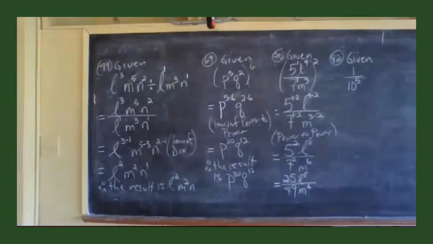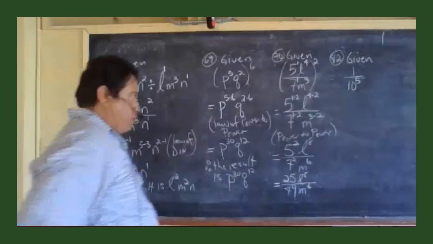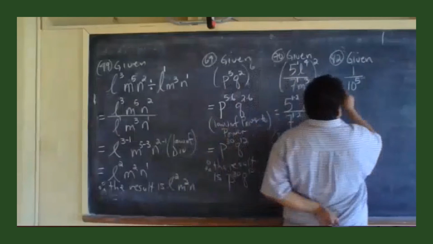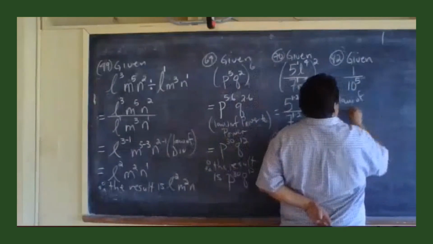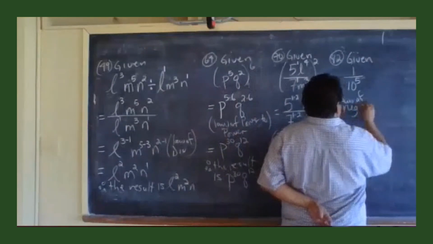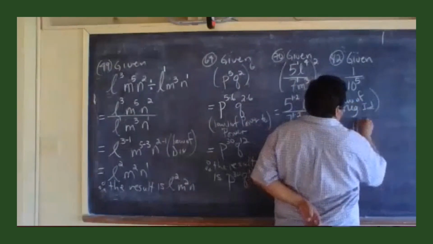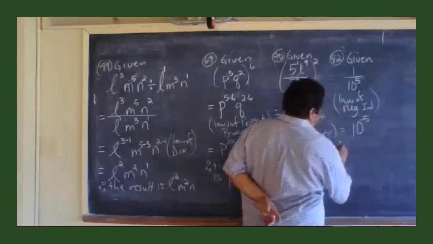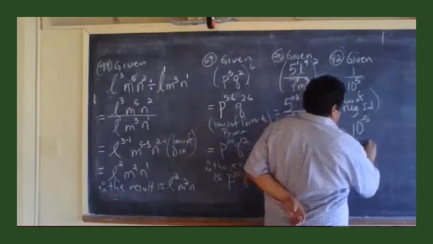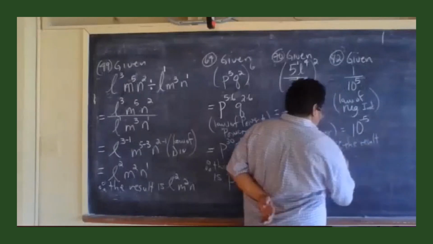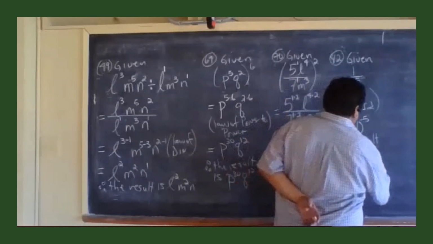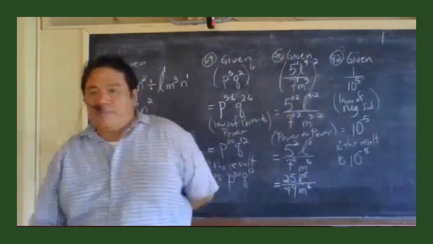All right, the fourth one from this section says given 1 over 10 to the fifth. We're going to use the law of negative index. So that's going to be 10 to the negative 5. And that's the answer here. Therefore, the result is 10 to the negative 5. That's that.